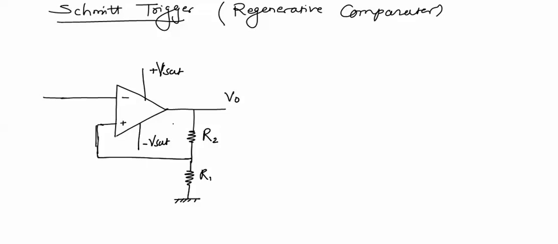Now in this circuit we have applied this positive feedback, and with this positive feedback we will be increasing the gain of this operational amplifier, and it will have the characteristics like ideal operational amplifier.